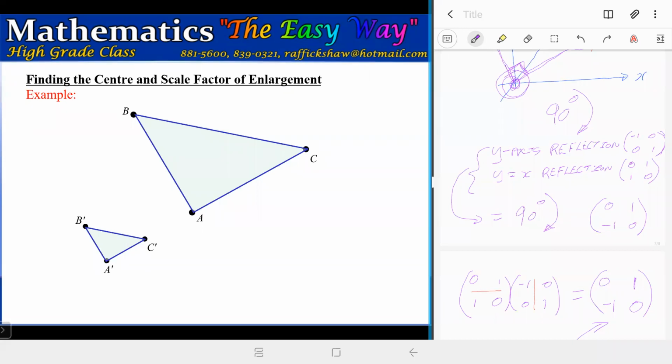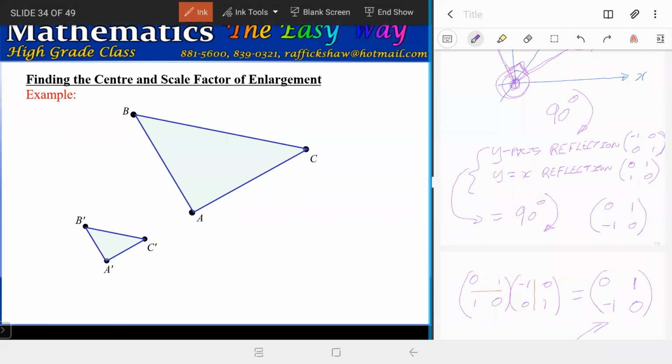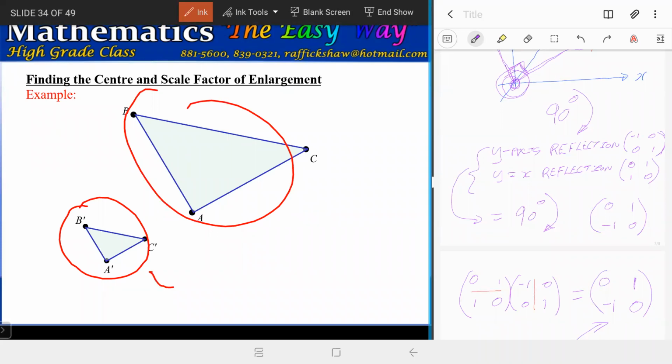Look at which one is the object and which one is the image. The image is the one with the prime on the points. The object is the one with no prime. See that? It's a fraction. This one is smaller than this. This is a fraction of this. It has been reduced in size.